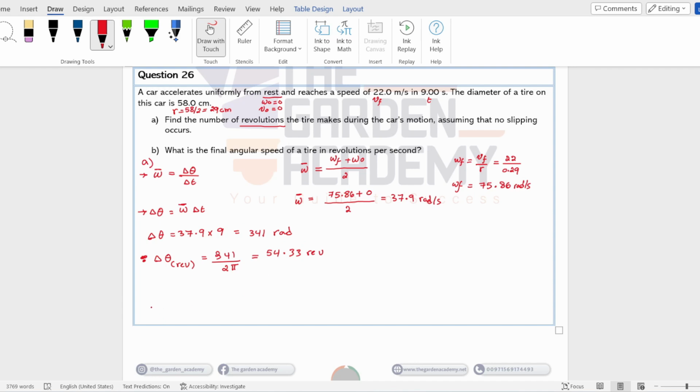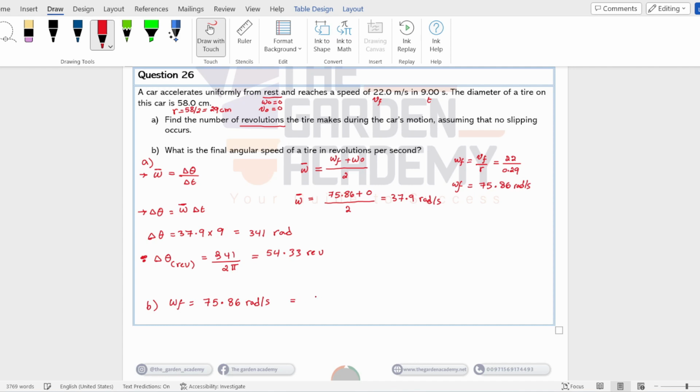Now let's move to B. As I told you before, we already found B, which is the final angular speed of the tire in revolutions per second. How do we find it in revolutions per second? We already found that omega final is equal to 75.86 radians per second. How do we convert this value to revolutions per second? In this case, we just divide the number by 2 pi to get it in revolutions per second.